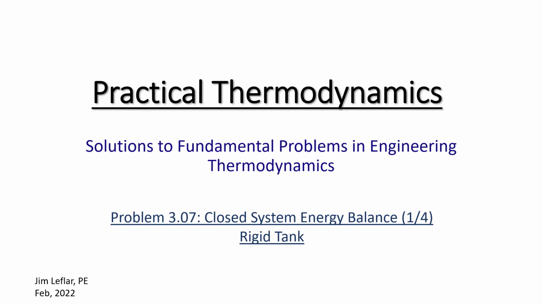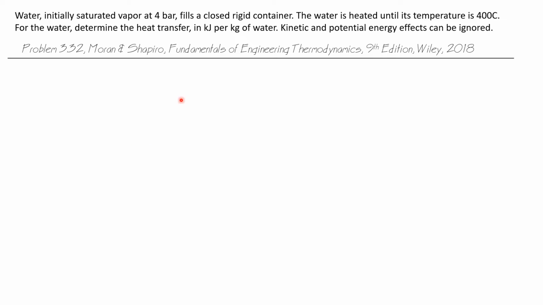Let's look at some processes that take place in a rigid tank where we'll need an energy balance to solve for some unknown variables. Water, initially saturated vapor at 4 bar, fills a closed rigid tank. The water is heated until the temperature is 400 degrees C. For the water, determine the heat transfer in kilojoules per kilogram of water. Kinetic and potential energy effects can be ignored.